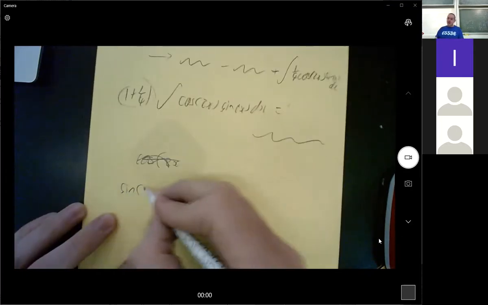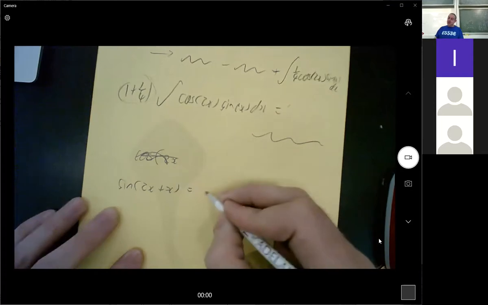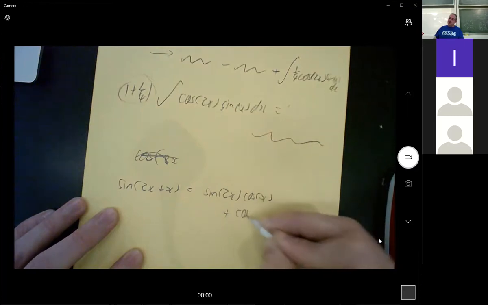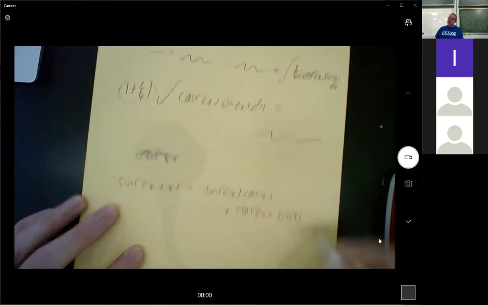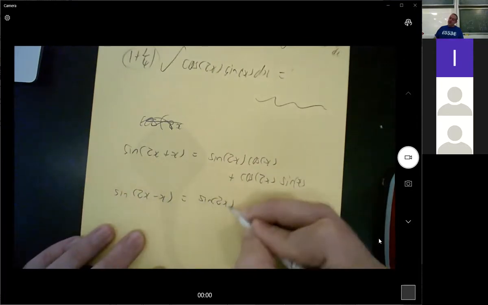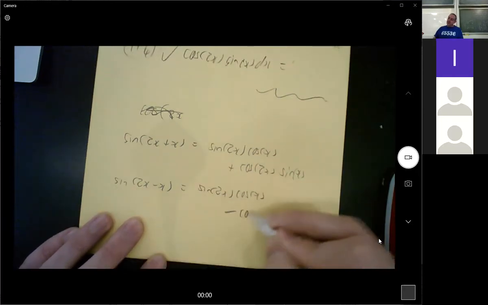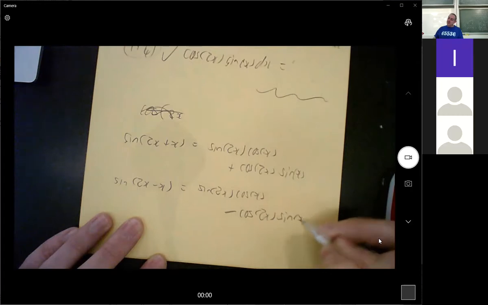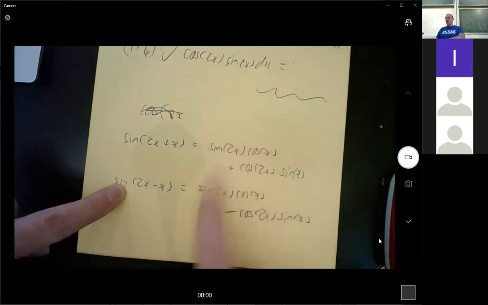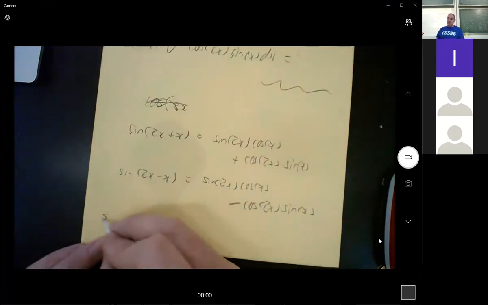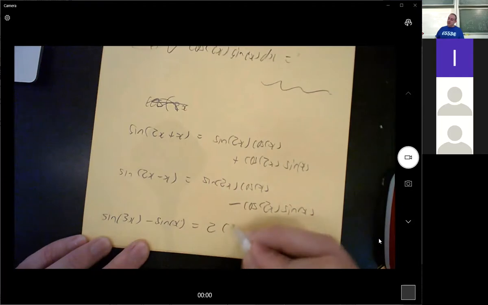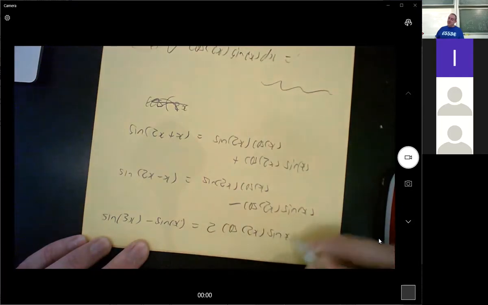So if I had sine of 2x plus x, it would have been sine of 2x cos of x plus cos of 2x sine of x. And sine of 2x minus x would have been sine of 2x cos of x minus cos of 2x sine of x. And if I did this minus this, then that would make these bits cancel and I'd be left with two of them. So I'll get sine of 3x minus sine of x is equal to 2 lots of cos of 2x sine of x.